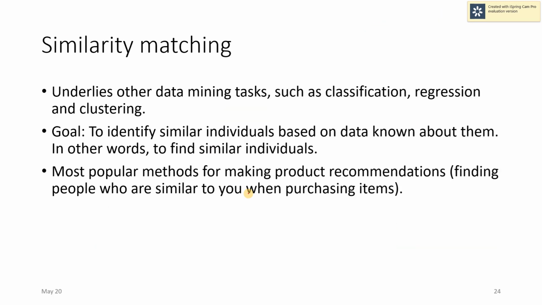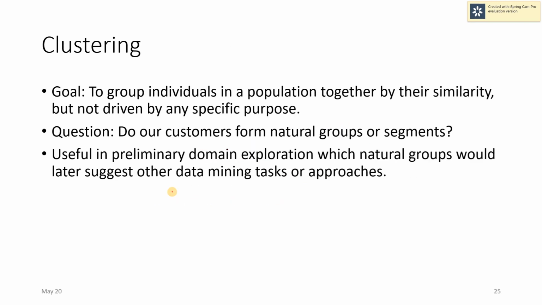Next, we have similarity matching. Similarity matching underlies other data mining tasks such as classification, regression and clustering. So in similarity matching, the goal is to identify similar individuals based on data known about them. So meaning that kita nak cari orang yang lebih kurang similar. The popular method for making product recommendations is based on finding the people who are similar to you when purchasing items.